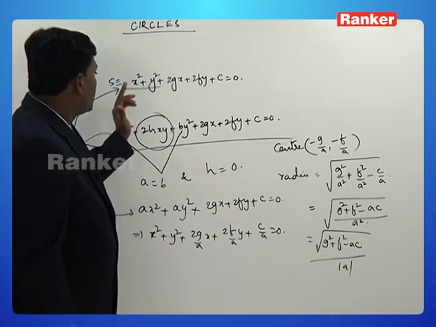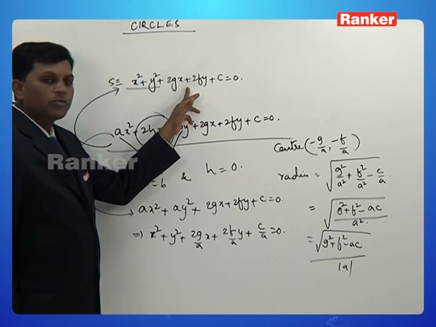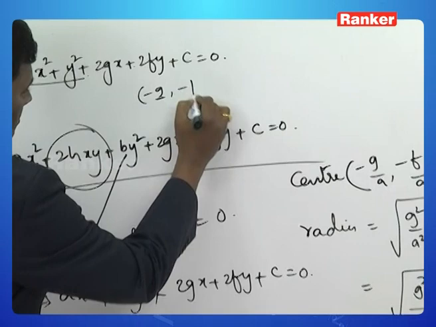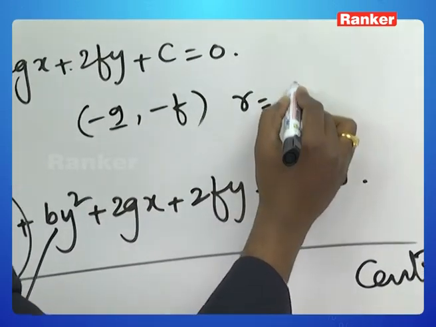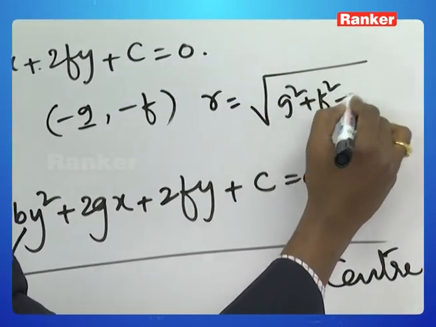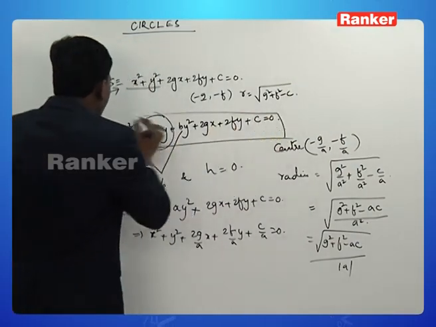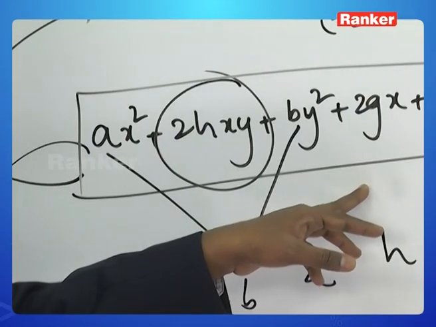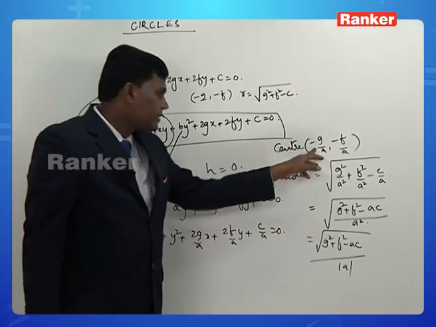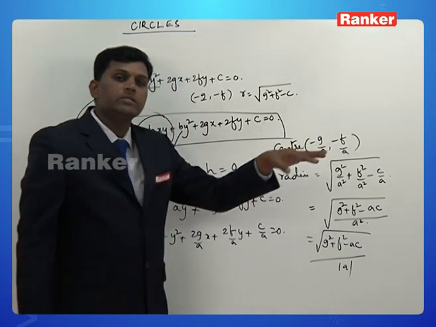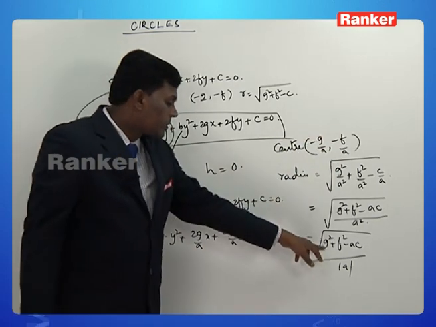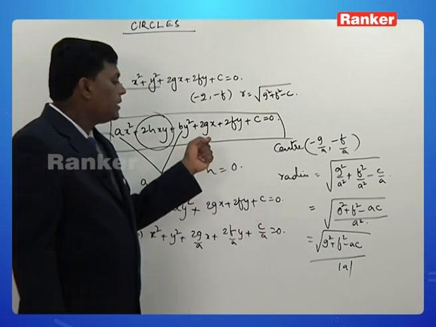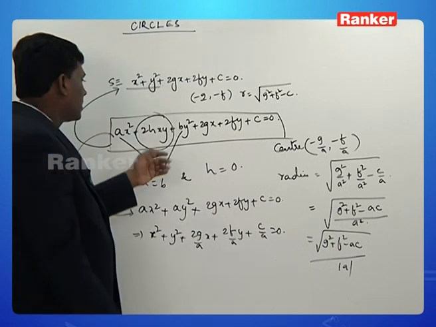So if this is taken as the standard form of the circle equation, the center is minus g, minus f, and the radius is root of g square plus f square minus c. And if this second degree non-homogeneous equation in x and y represents a circle, then the center will be minus g by a, minus f by a, and the radius will be root of g square plus f square minus ac by mod a. These are two very standard results to be noted here.